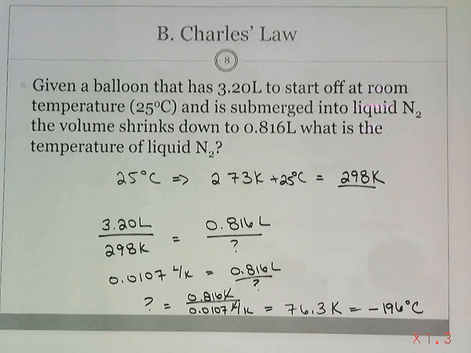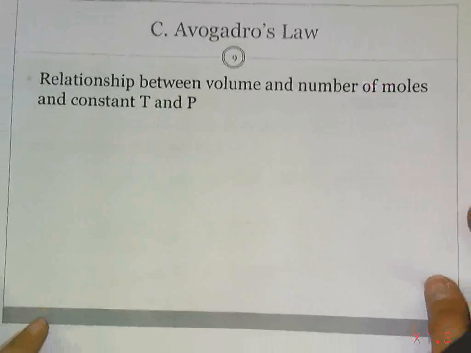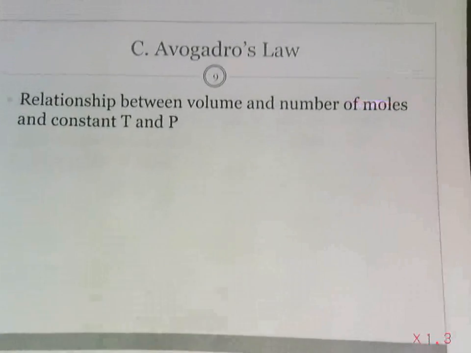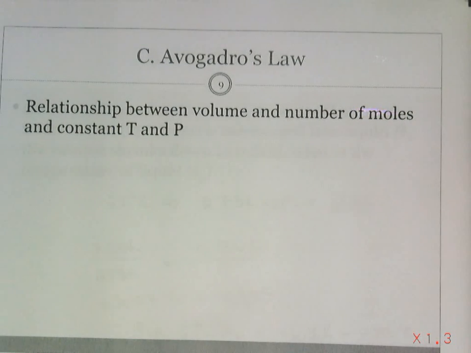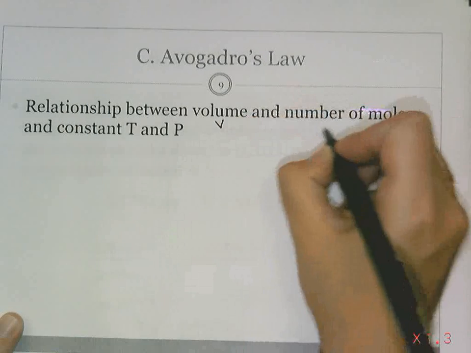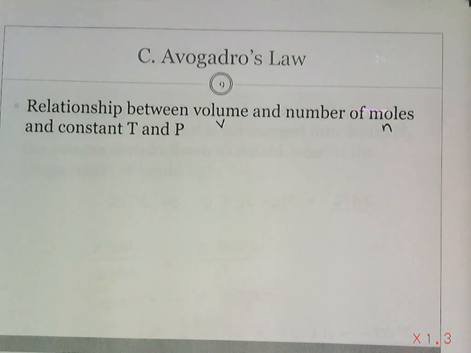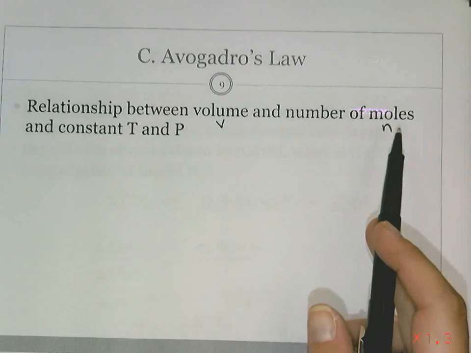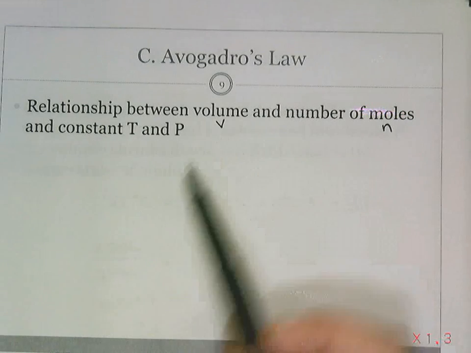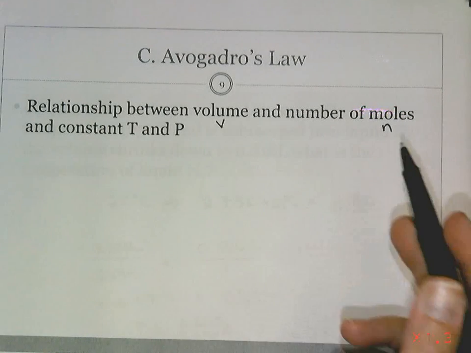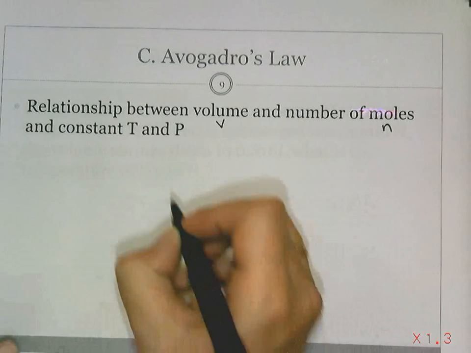the third law, called Avogadro's law. And as the name implies, this is going to have to do with the number of moles. So the relationship between volume and number of moles at constant temperature and pressure, think about blowing up a balloon. You start with the balloon being empty of air, and as you blow into it, you are adding moles of air. You're forcing them in, and the volume increases. So the number of moles increases and the volume increases, which means they must be directly proportional to each other.